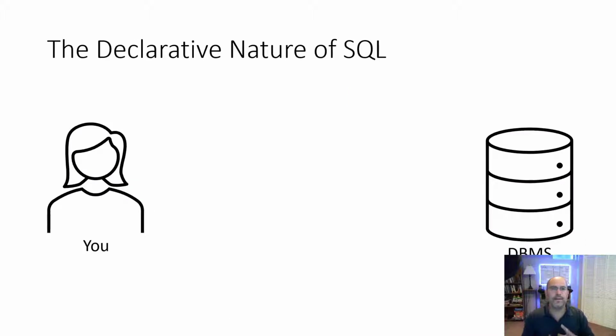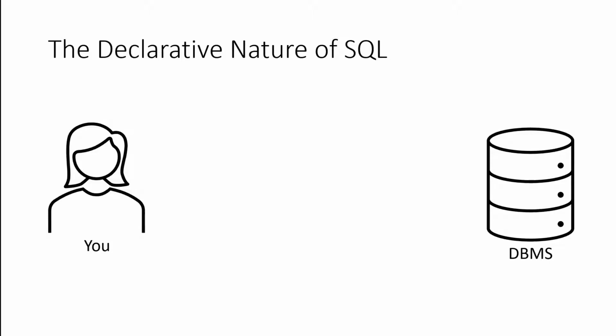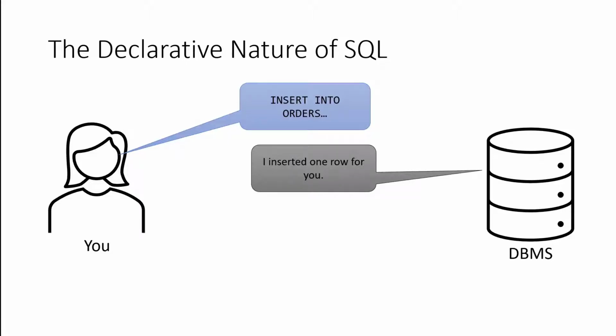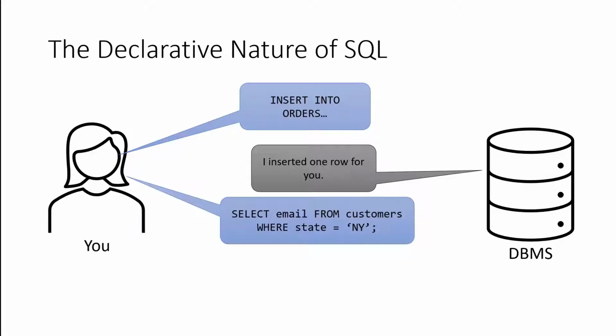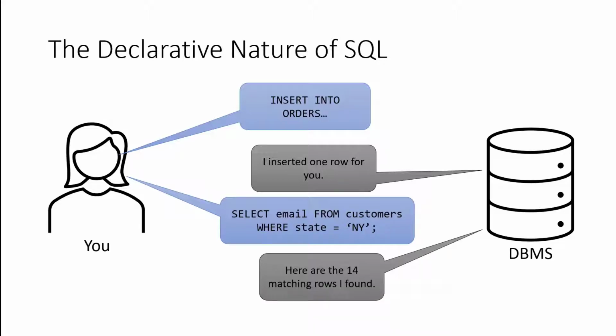So what's really interesting about SQL is it has this very declarative nature. That is, when we're talking to the DBMS itself, we don't have to explain how it's done. We just have to explain what we want done. So for instance, you might just say, insert these values into the orders table. And then the DBMS would say, okay, I inserted a row for you. And then you might tell the DBMS, select all the emails from the customers table where they live in the state of New York. And then the DBMS would say, here's 14 rows for you.